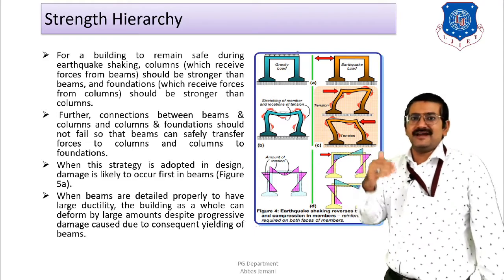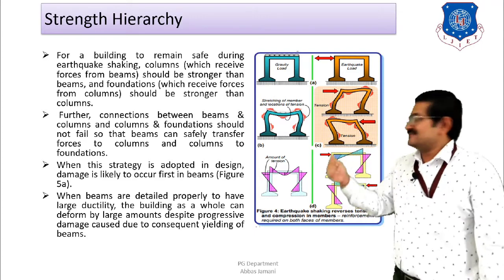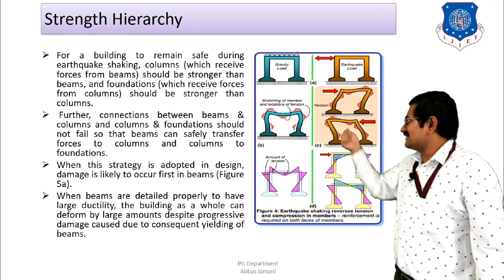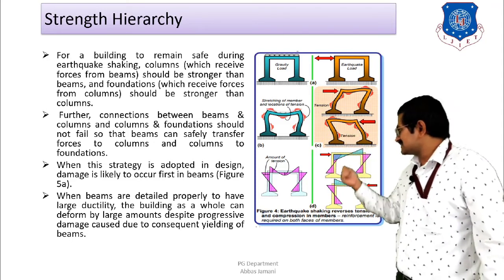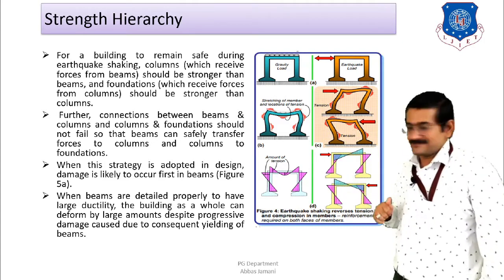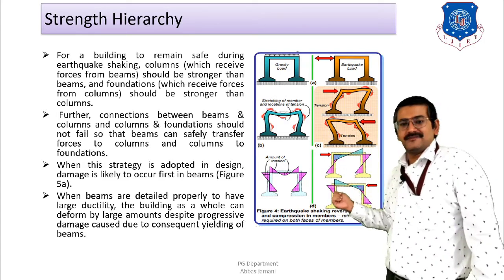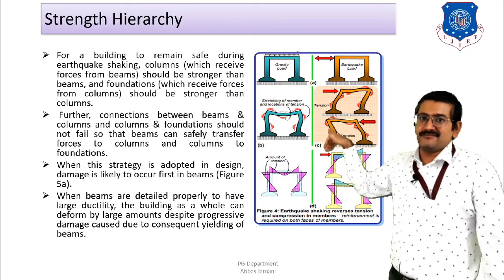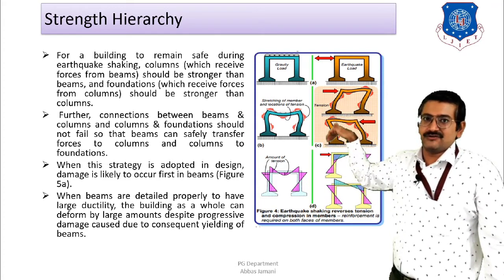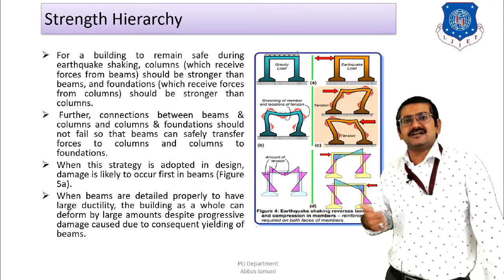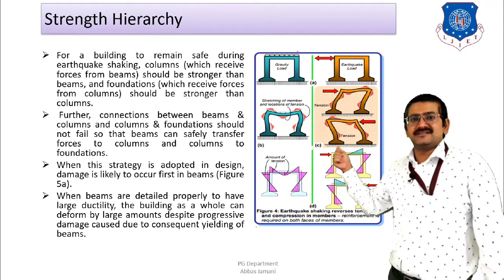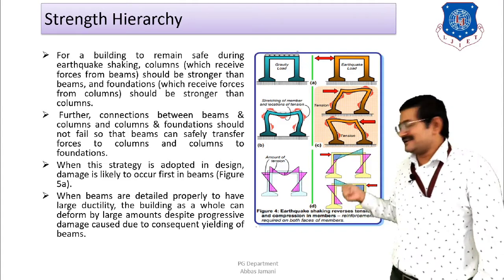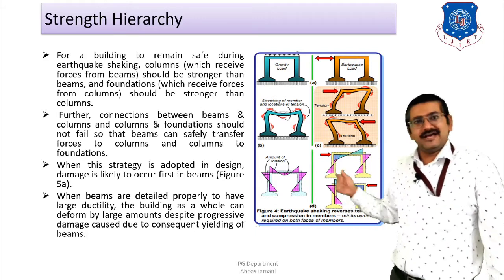When the UDL is applied, the beam will undergo deflection. As a result, moment will develop at the beam column junction, and from that junction the moment will be transferred to the bottom section, and then to the soil below. So the sequence is fixed: the horizontal member undergoes deflection first, due to which moment is generated at the beam column junction. From there the moment is transferred to the base level, and the base has to be designed to resist the vertical load as well as the moment.